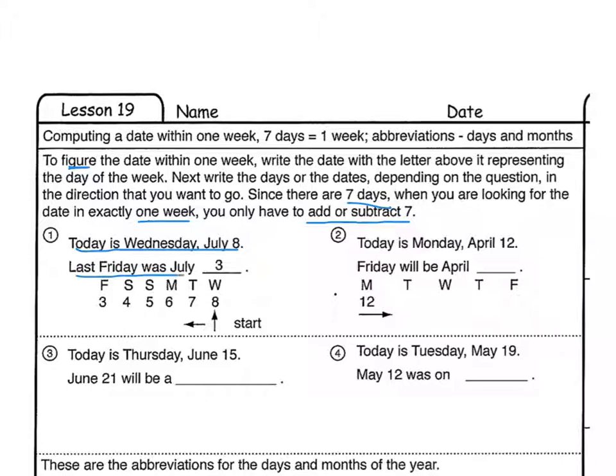Last Friday was July blank. Now we are pretending that we don't know the answer there, and this is a question that we're starting with July the 8th. So the first thing we do is we write this W and we put the 8 underneath it. We're making a little mini calendar here. Notice that since I'm going to last Friday, I'm starting on the right side over here, and then I'm going to go back towards the left because I'm going backwards in time.